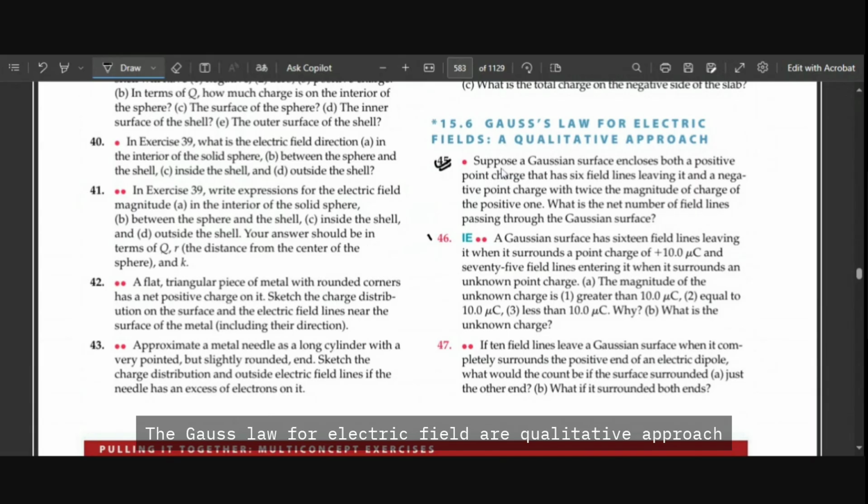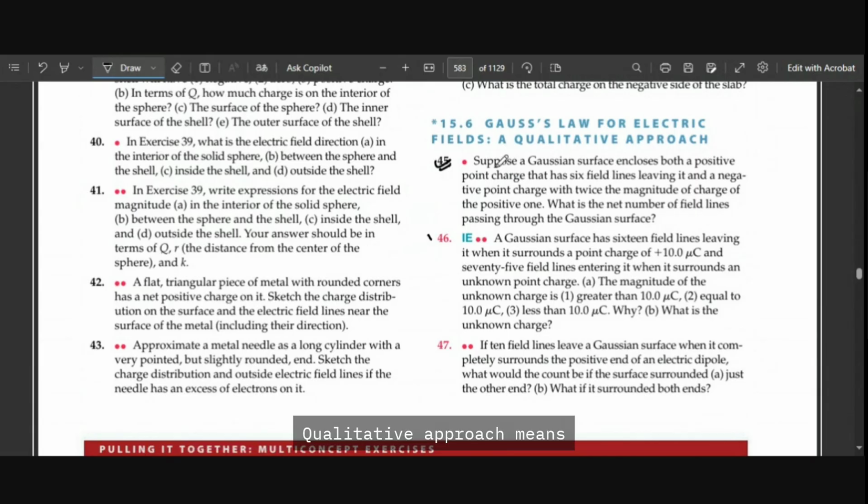The Gauss law for electric field is a qualitative approach. Qualitative approach means where you are not actually solving problems, but you are actually discovering the concept. So suppose the question says, suppose a Gaussian surface encloses both positive and negative charge that has 6 field lines leaving it, and a negative point charge with twice the magnitude of charge of the positive one. What is the net number of electric field lines passing through the Gaussian surface?